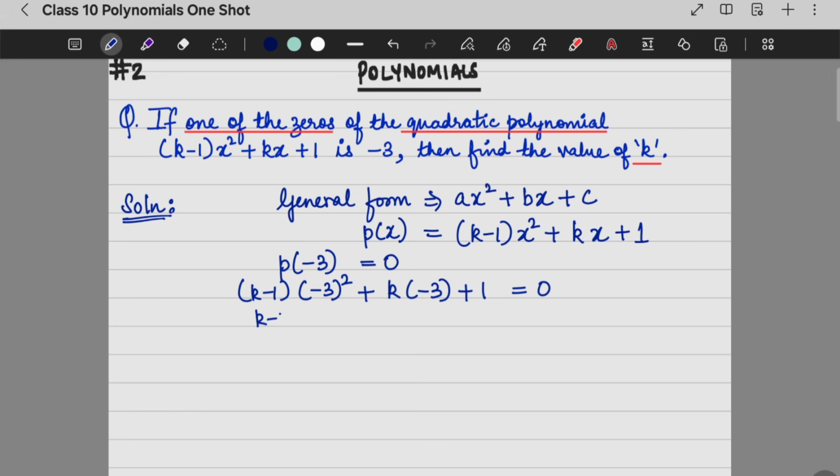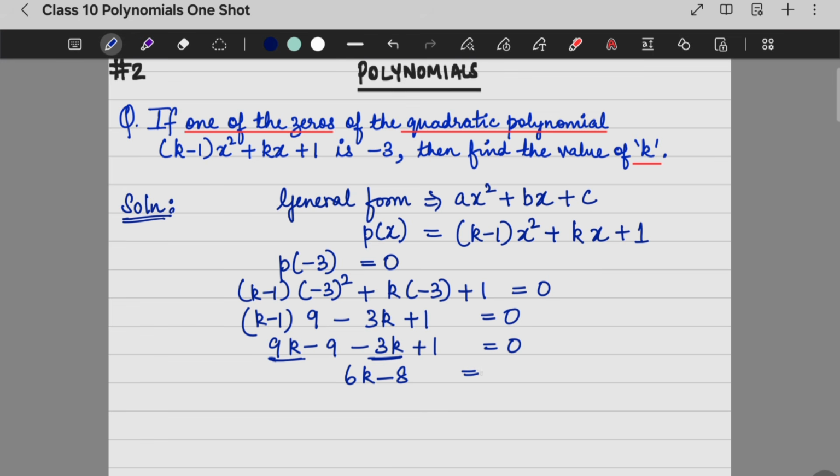So this is nothing but (k minus 1) into 9, since minus 3 the whole square is 9, and minus into minus plus, 3 into 3 is 9, minus 3k plus 1 equal to 0. So you have 9k minus 9 minus 3k plus 1 equal to 0. Solve the like terms first. 9k minus 3k is 6k, minus 9 plus 1 is minus 8 equal to 0. So 6k equal to 8. Therefore, k is equal to 8 by 6.